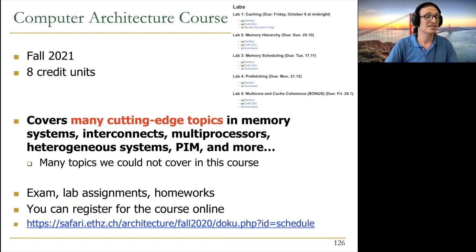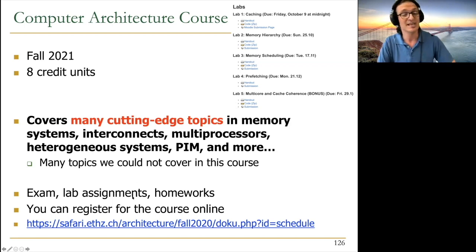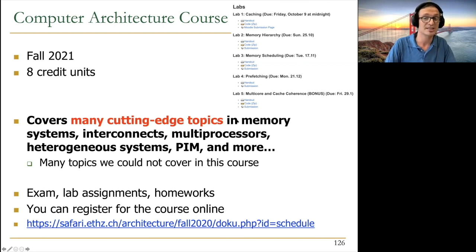And then there's a master's level computer architecture course. As I said, it covers many cutting-edge topics in memory, interconnects, multiprocessors, heterogeneous systems, PIM, processing in memory, and more. Many topics we could not cover in this course. It consists of lab assignments, which is actually very important because it's about 50% of the grade, I think. We wanted to make it more hands-on and lab-oriented, with some homeworks and an exam. And you can also find more information. You can actually watch videos. A lot of the videos I recommended to you are coming from that course.